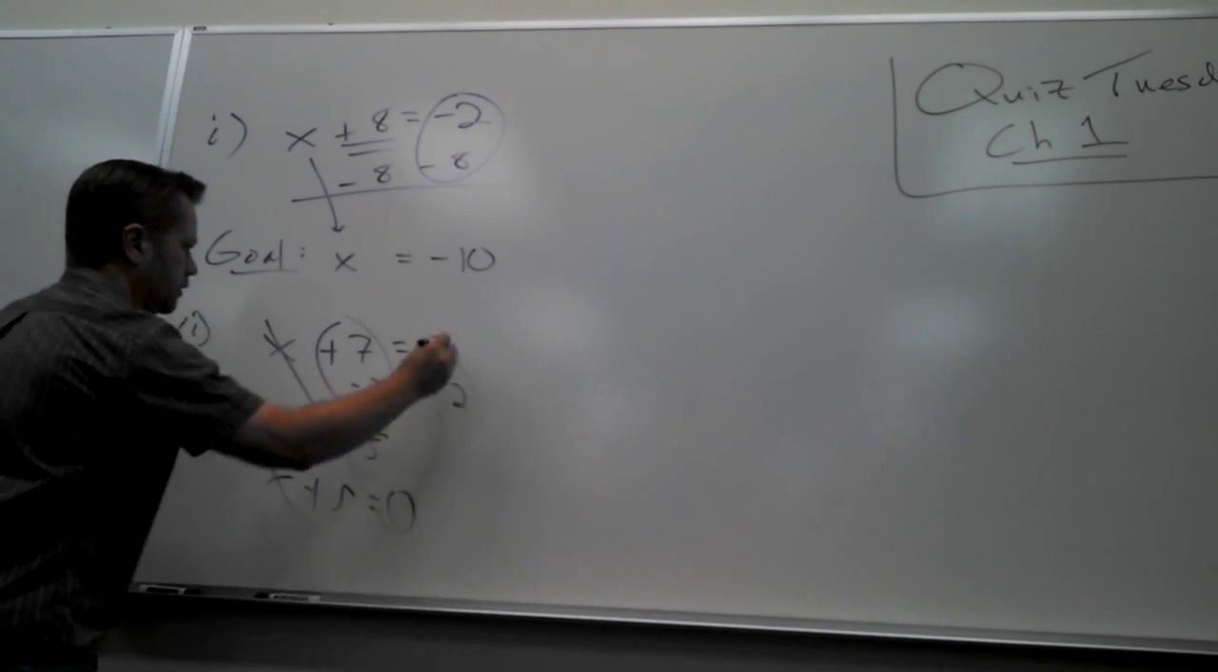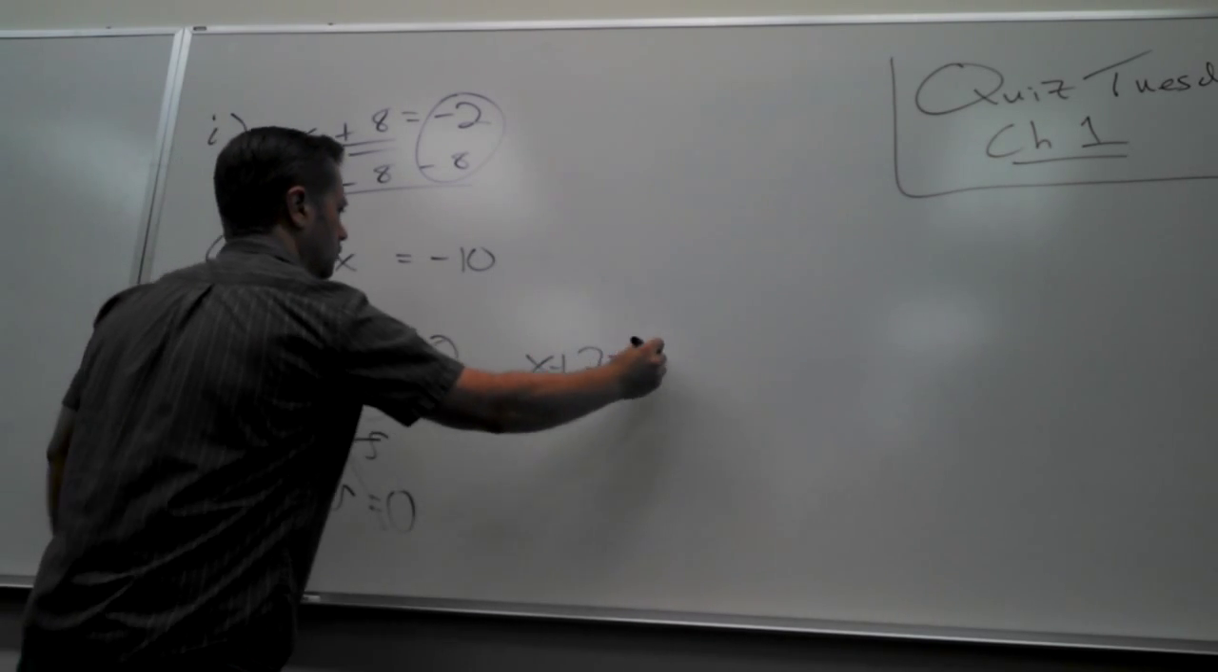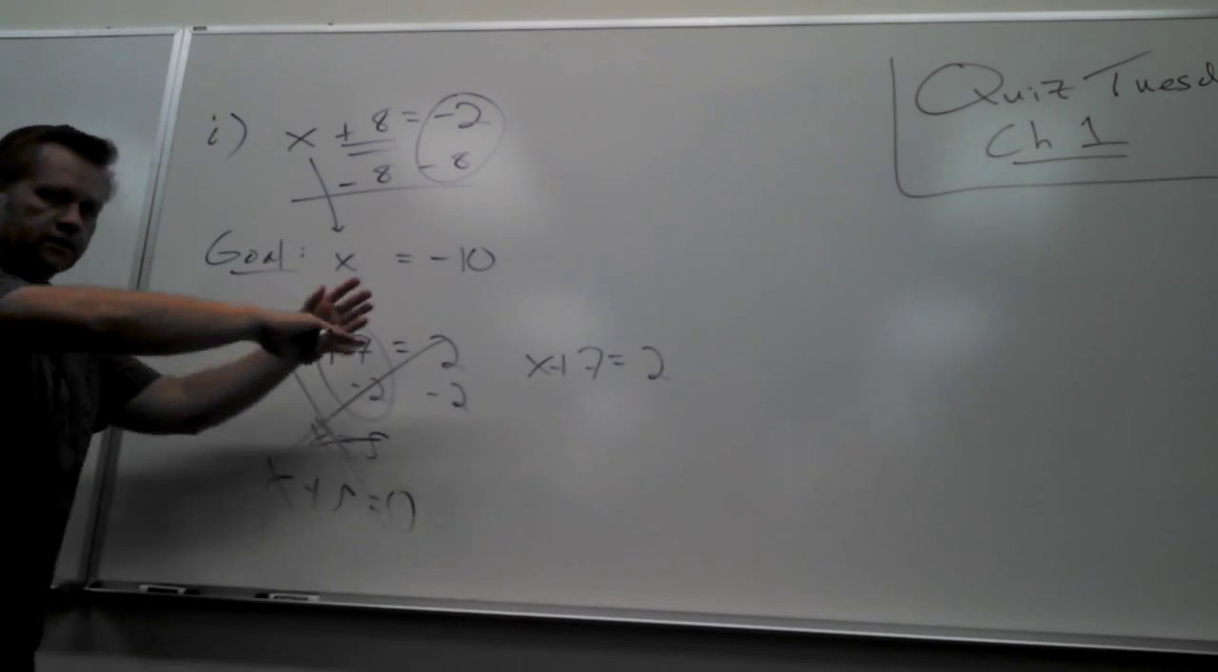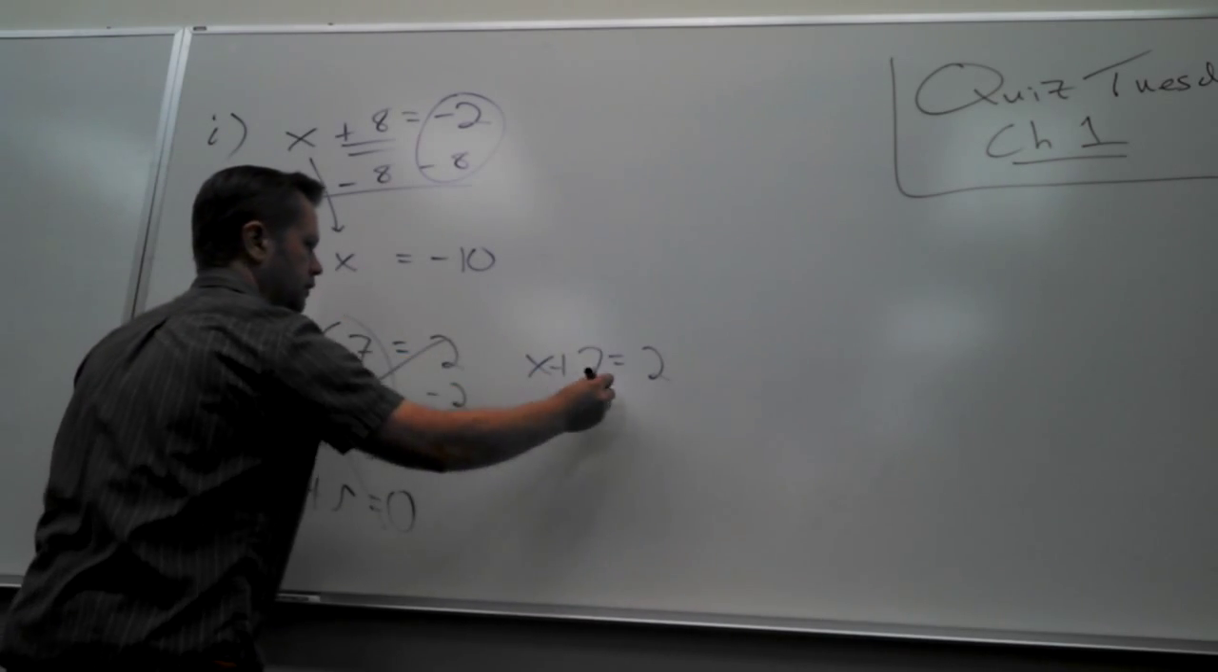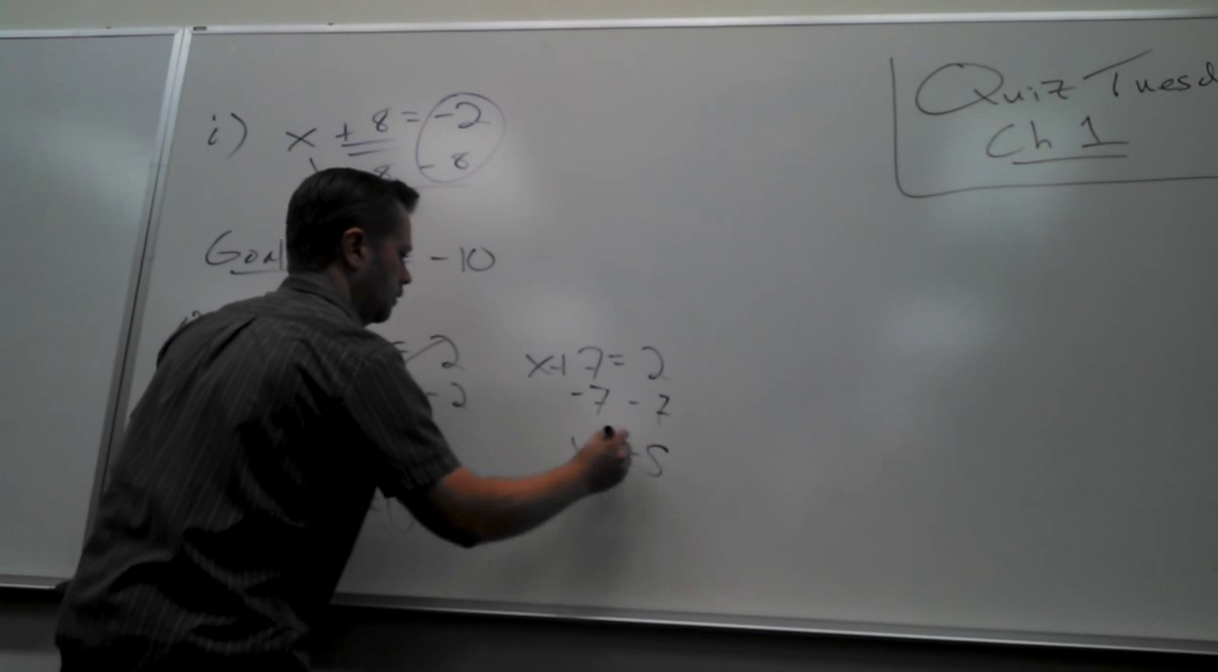All right, so what's the right way to do the problem, of course? Yeah, subtract 7, because your x's are on this side. I want my numbers on the other side. Bam.